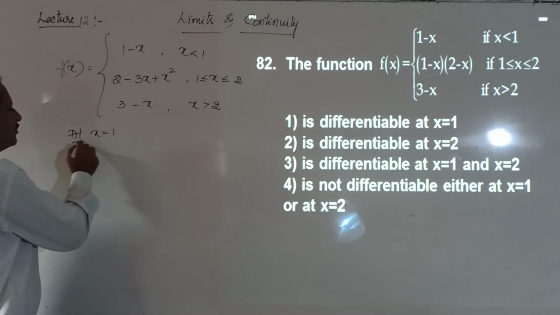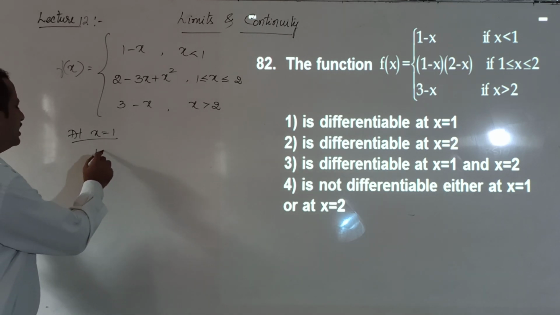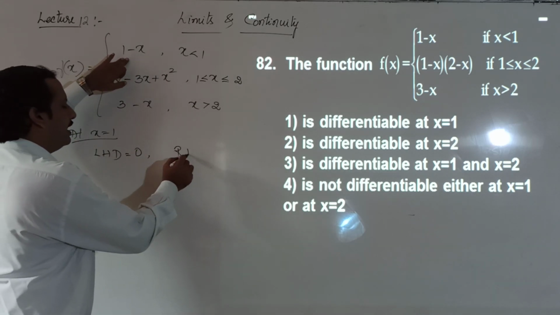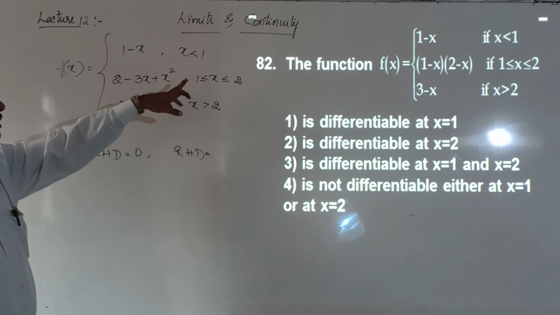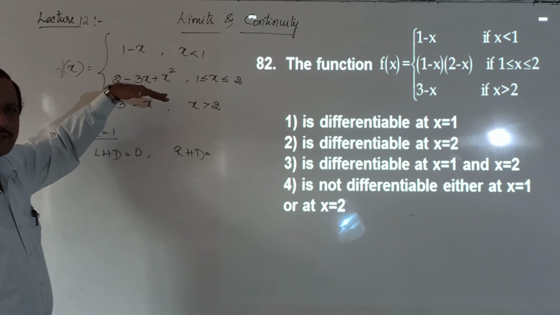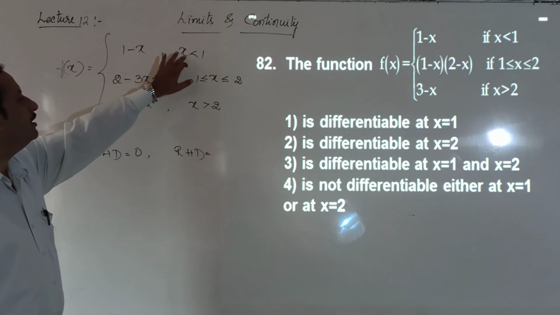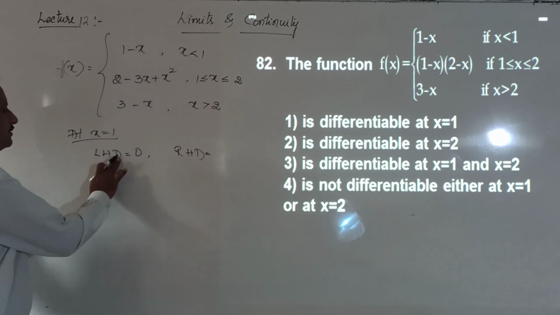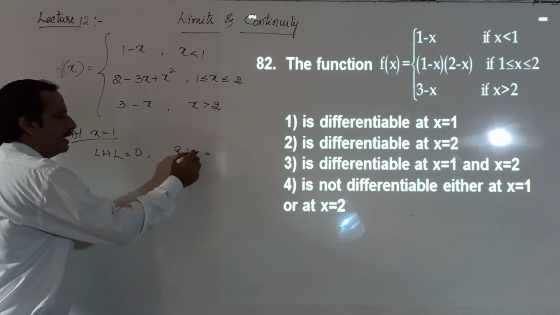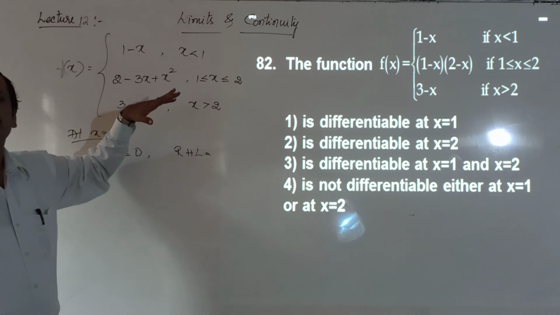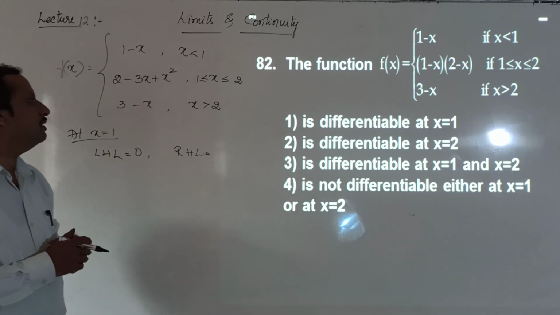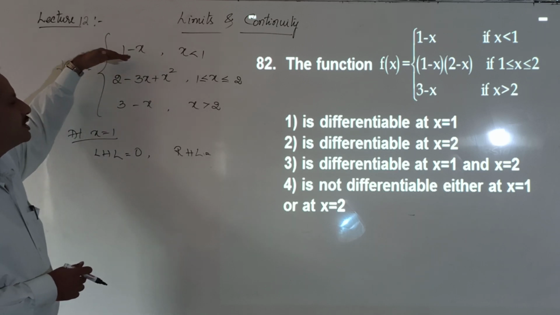Continuity at x equal to 1. For the left hand limit, directly put x equal to 1 here, you get 0. For the right hand limit, put x equal to 1 in this, because when x is greater than or equal to 1, the function is defined. This is a shortcut I have explained earlier. This is not the left hand derivative, this is the left hand limit. I am testing the continuity at x equal to 1. To test the continuity, directly you put x equal to 1 at that point.